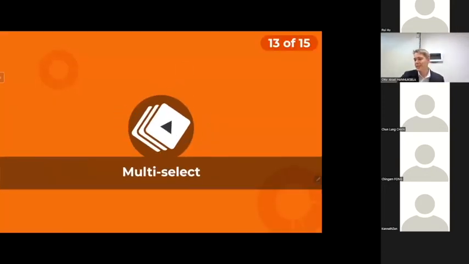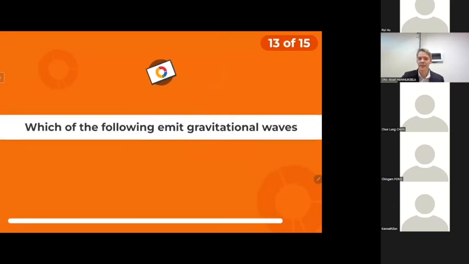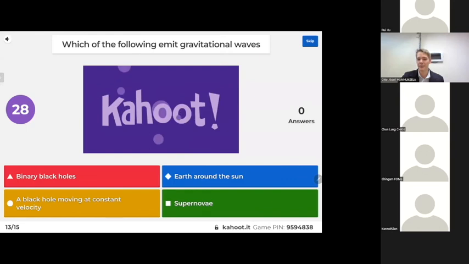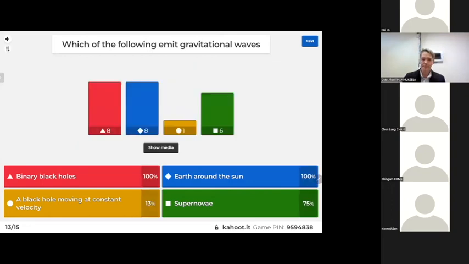Okay, so last question before we wrap things up. Based on what we've learned, which of these things emit gravitational waves? Four options. You have 20 seconds to answer. Okay. Almost everyone agrees there are binary black holes, Earth around the sun, which was an example. Some people agreed on supernovae, and one person believes that a black hole moving at constant velocity would also produce gravitational waves.